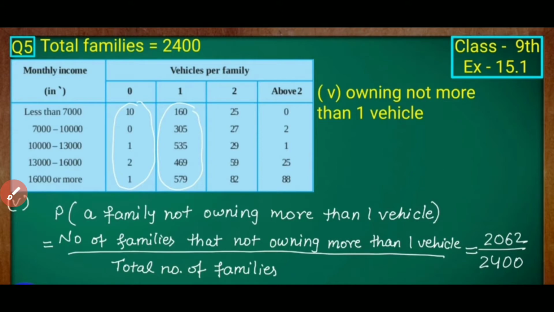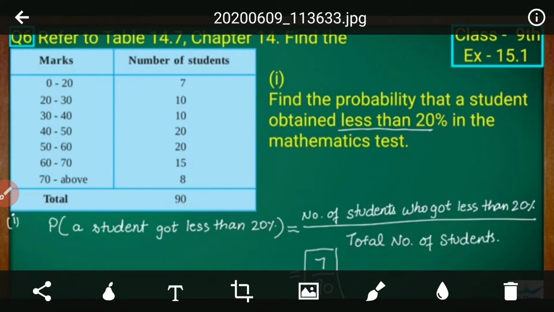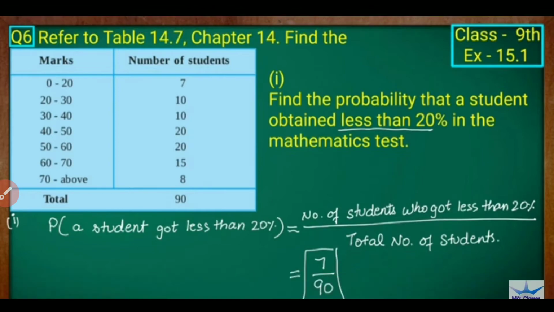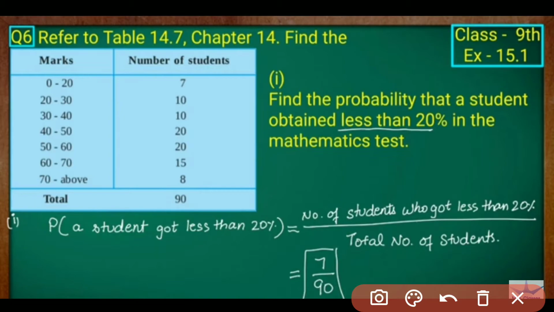Probability for the point fifth. Let's check the example number sixth now. In the sixth example, there is a table again that you have to refer from chapter 14, table 14.7.